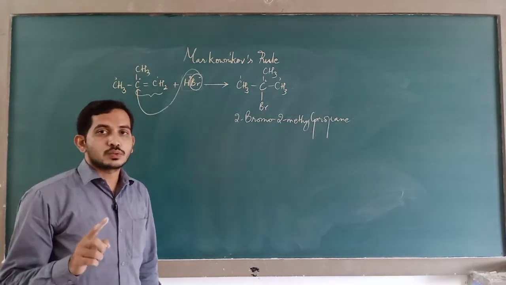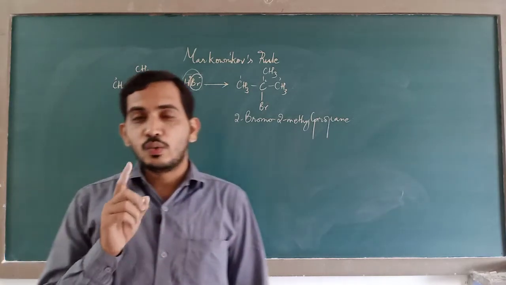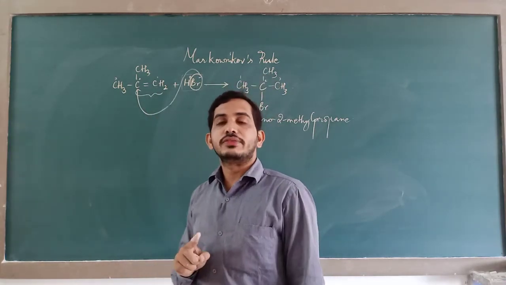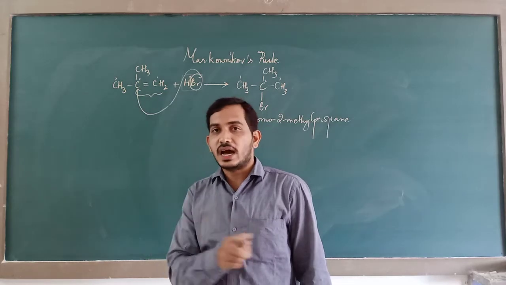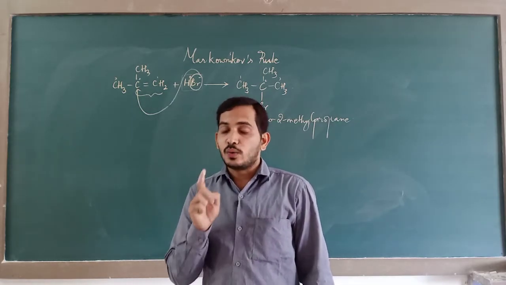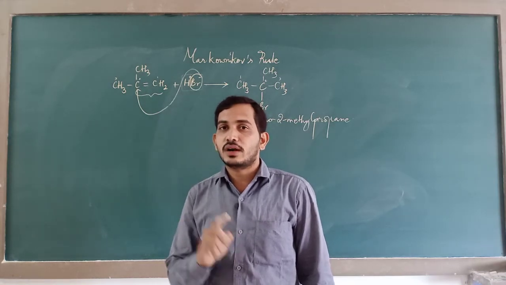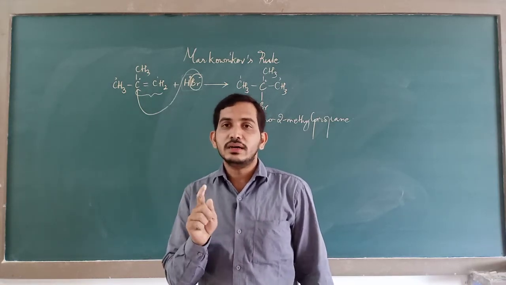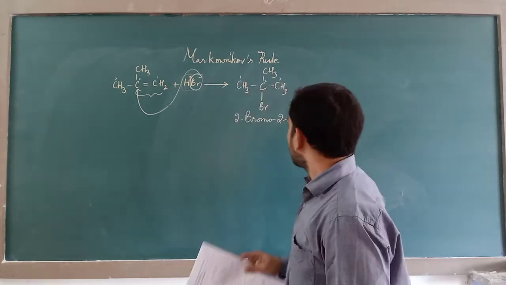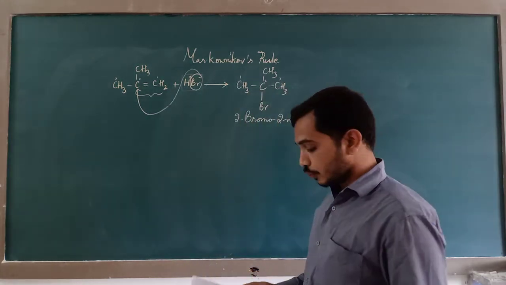And this is a question based on what? Markovnikov's rule. What does Markovnikov's rule state? It states that the negative part of the adding molecule should go to the carbon containing less number of hydrogen atoms. And what kind of carbon atoms should be selected for adding HBr? Only the double bonded carbon atoms should be selected. So the correct answer should be 2-bromo 2-methyl propane.